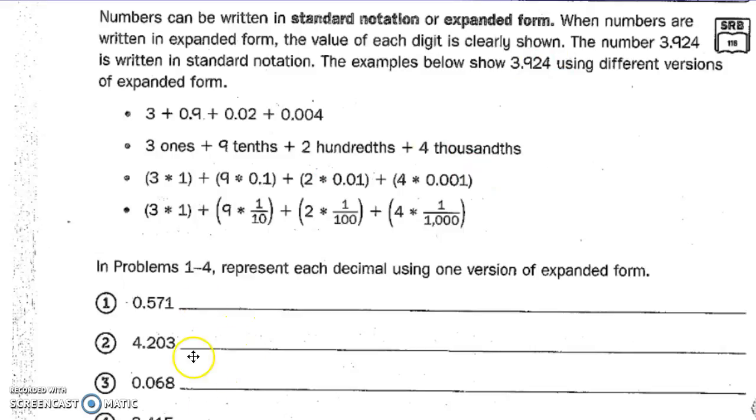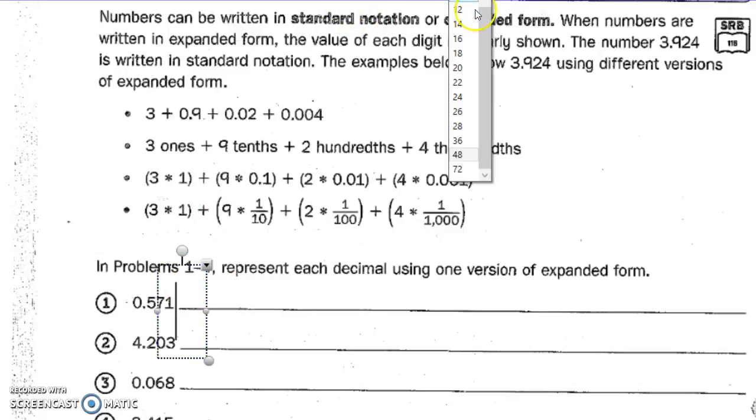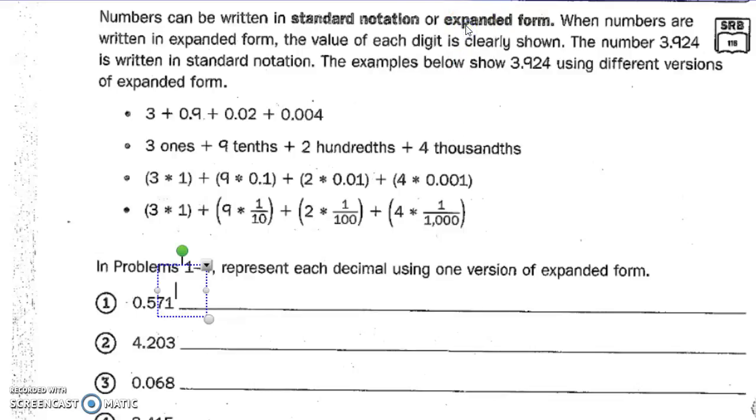Alrighty, so let's go ahead and do these, okay? I'm going to use my typing tool again because the space is super duper tiny. Okie dokie, and you can write. Alright, so how do we write this number? 0.571. What digit does that ones place end in? Does that 1 end in? 0.571. That's right, thousandths. That 1 is in the thousandths place, so that's what we end with.